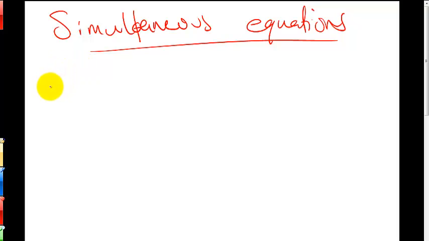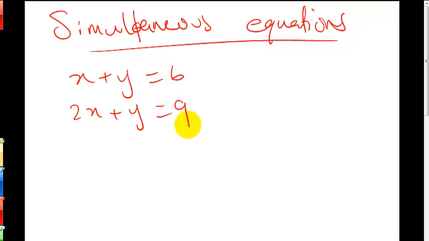Okay. To do simultaneous equations, we require 2 equations. The reason we require 2 equations is because we're going to have 2 variables to solve for. So a nice and easy case is something like this: x plus y is equal to 6, and let's go 2x plus y is equal to 9. We're going to label that equation 1, and that equation 2.